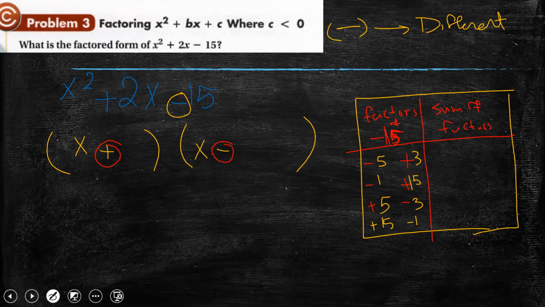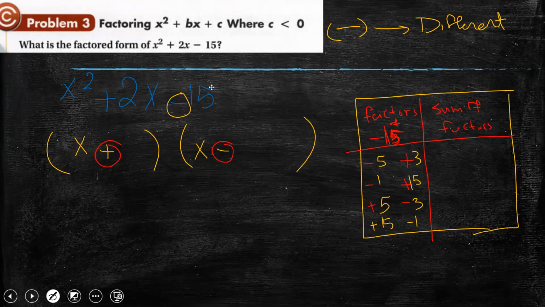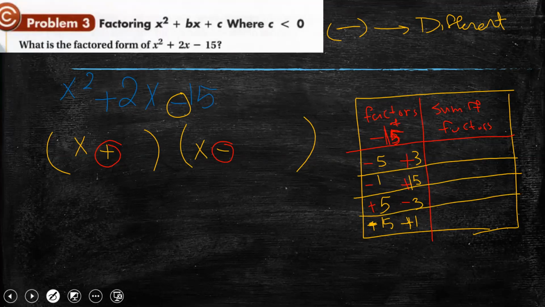These are all the factors that give negative 15. Here we have negative, positive. Now, after that, let's add all the factors. Let's find the summation of the factors.